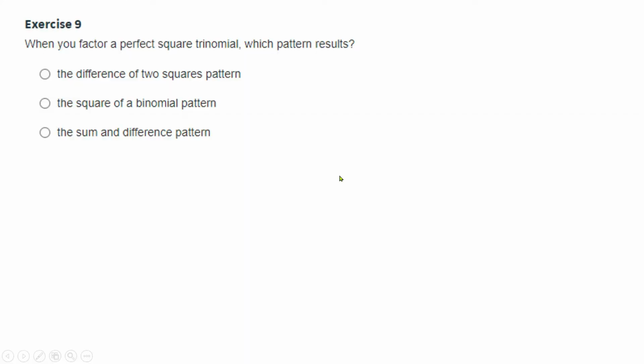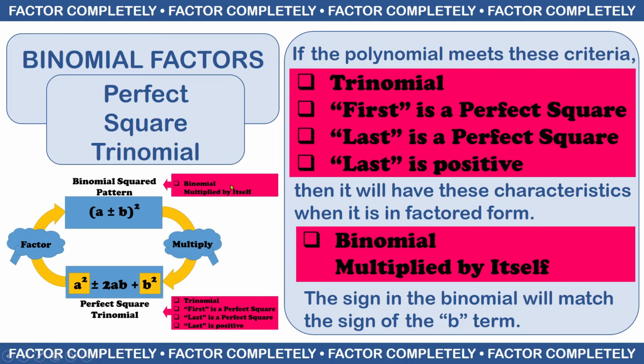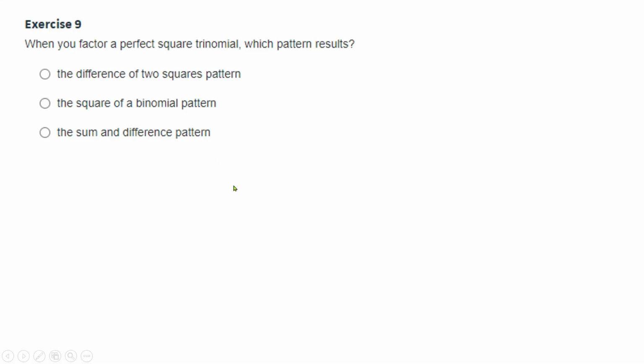All right, finally, exercise 9. When you factor a perfect square trinomial, which pattern results? A difference of two squares, a square of a binomial pattern, or the sum and difference pattern. So we're talking about a perfect square trinomial. When you factor it, it is a binomial squared pattern. So the answer to this problem, when you factor a perfect square trinomial, which pattern results? It's a square of a binomial pattern. This would be the right answer.